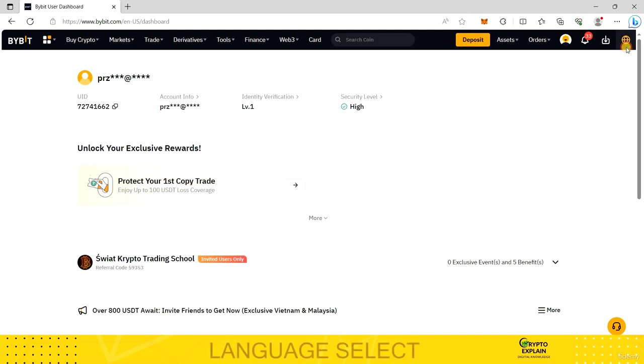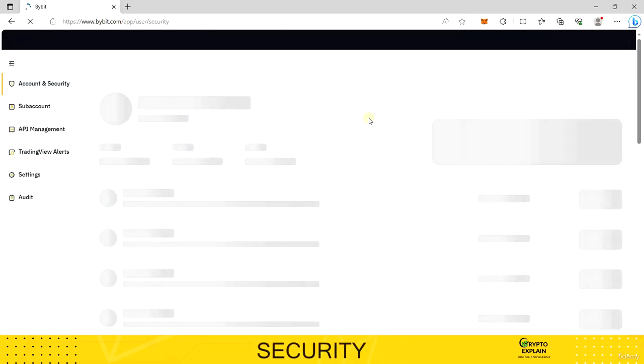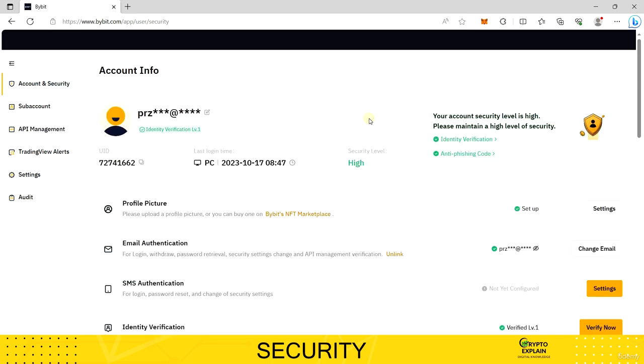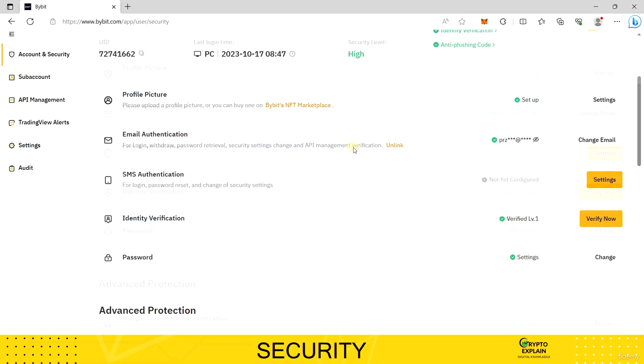After logging in, we go to the main dashboard, where we can select the language in which the entire website is displayed, located in the upper right corner. I'm entering the security options, where we see a list of the main security features. Currently, I have the most important ones configured.